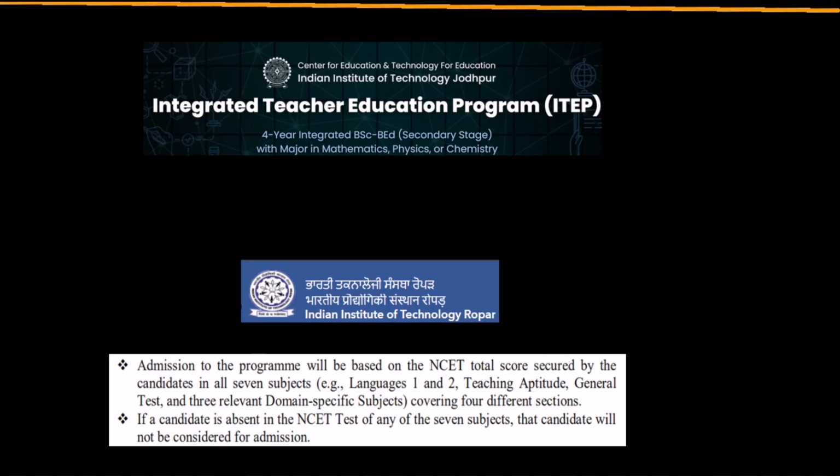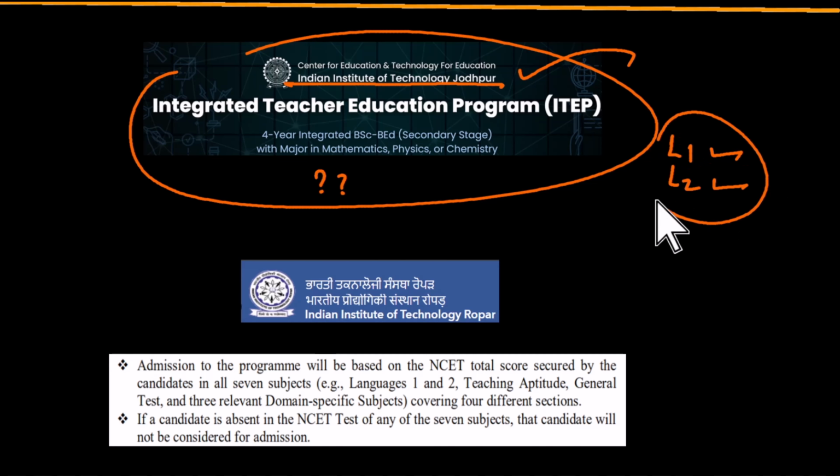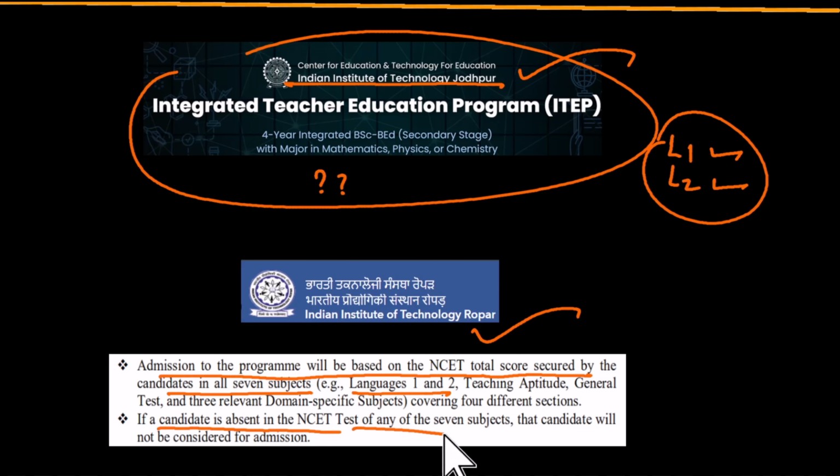Okay, let me show you IIT Jodhpur. Nothing special is mentioned about languages, that language 1, language 2 only has to be English or only Hindi. Nothing is mentioned. So choose anything which you like, in which you can score more. See here, IIT Ropar. Admission to the program will be based on the total score secured in all the 7 subjects. So that means language 1, language 2, you can take any of the languages which you like. Okay, if a candidate is absent, same, in any of the 7 subjects, then he will not be considered.